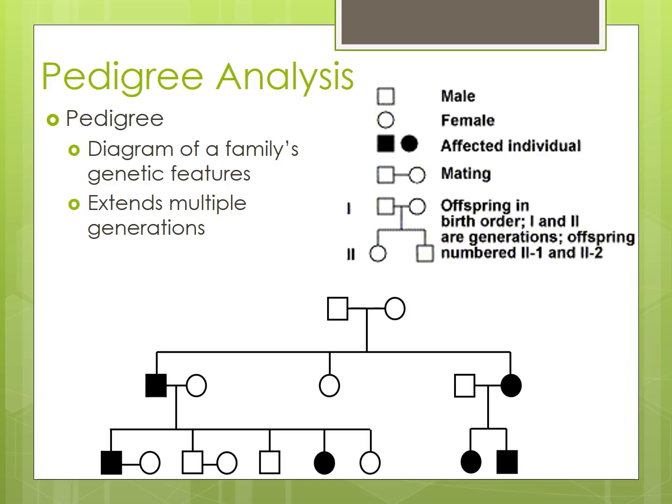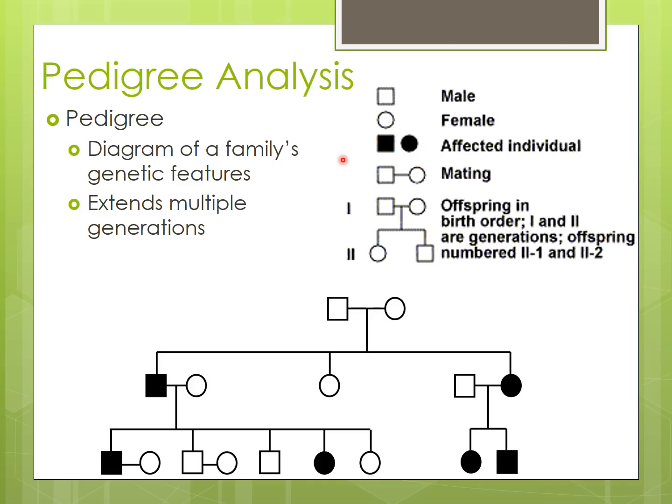So we have our key up here. Males are represented by squares, females are represented by circles. Most often these pedigree analyses are used and associated with some sort of disease, or at least the chance of disease, and so we talk in terms of affected individuals. Affected individuals are colored in, or fully filled-in shapes, either male or female. So you can see they're completely filled in.